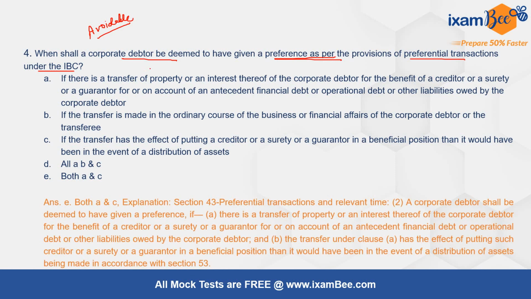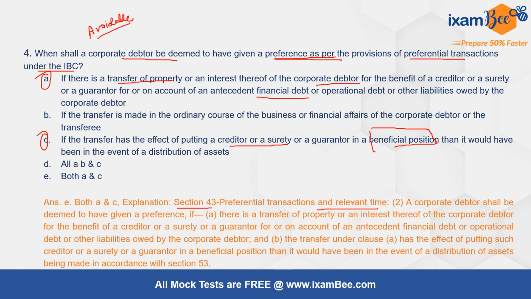So the correct option is A and C. This is the situation when it will be considered that a preferential transaction has taken effect. And what is it? If there is a transfer of property or interest of the corporate debtor for the benefit of a creditor or surety or guarantor, on account of an antecedent financial debt or operational debt or other liabilities owed by the corporate debtor, and if the transfer has the effect of putting the creditor or surety or guarantor in a beneficial position. Now see, in a preferential transaction, preference is being given to one in comparison with others. So over there one is put in a beneficial, profitable position, which would not have been the situation even in case of a distribution of the assets. So section 43 is talking about preferential transactions and relevant time.